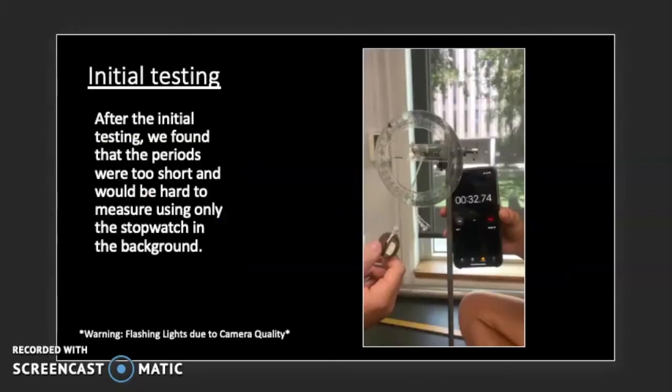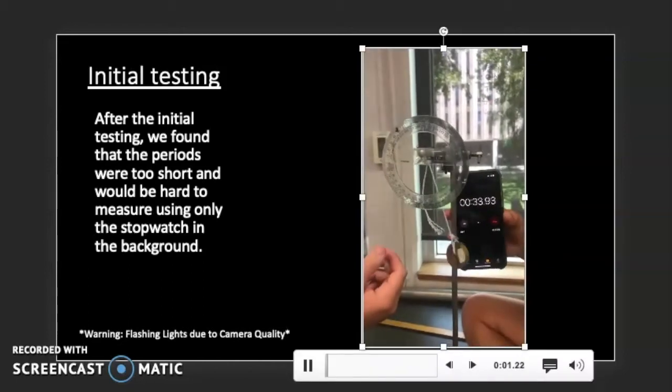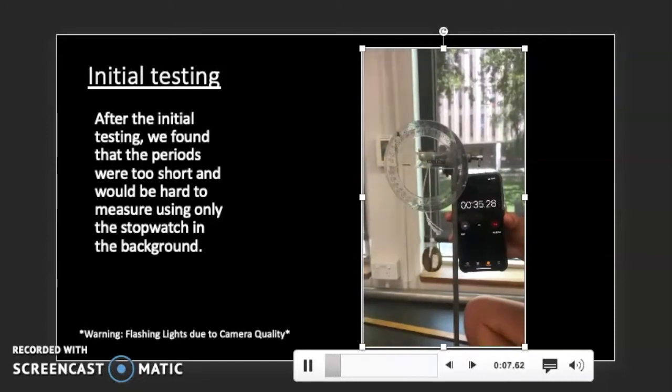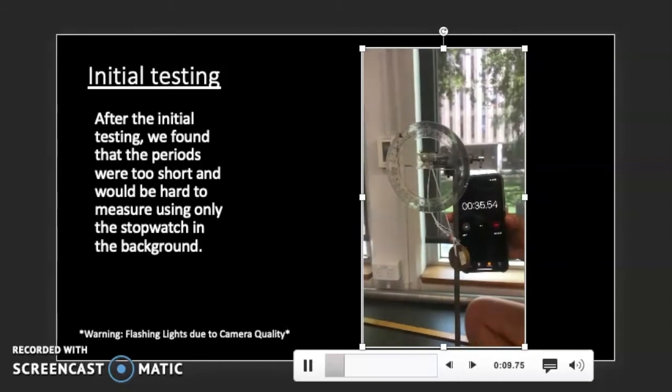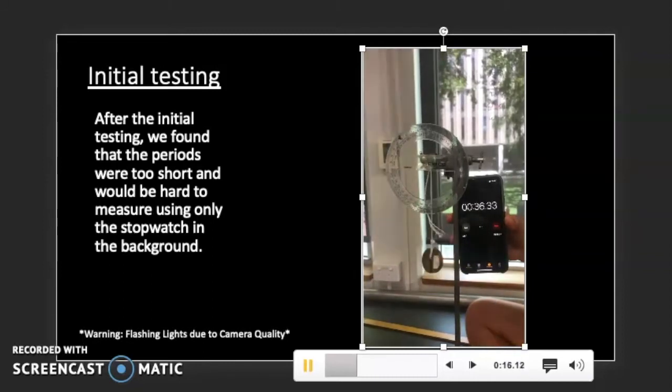But we found quickly that these periods were way too short, and they were pretty hard to measure. So I've got a short video here showing that. You can just see how quickly that moves. That's barely even a second in between each oscillation. So we found that was very, very hard to record.